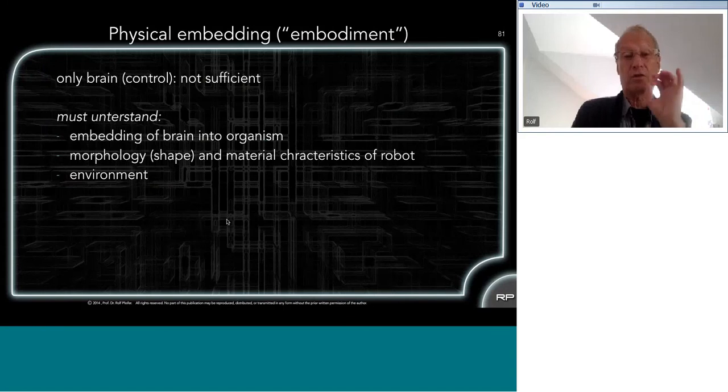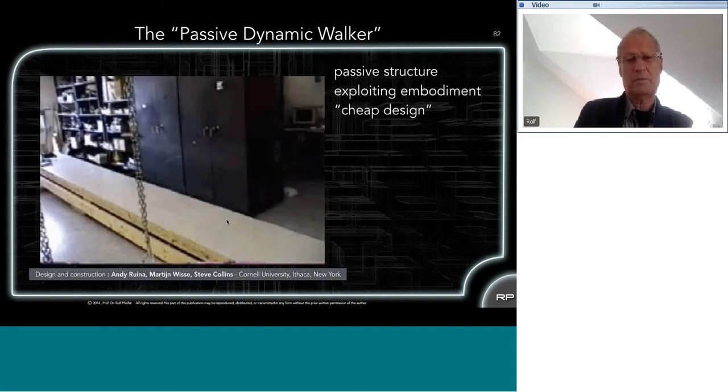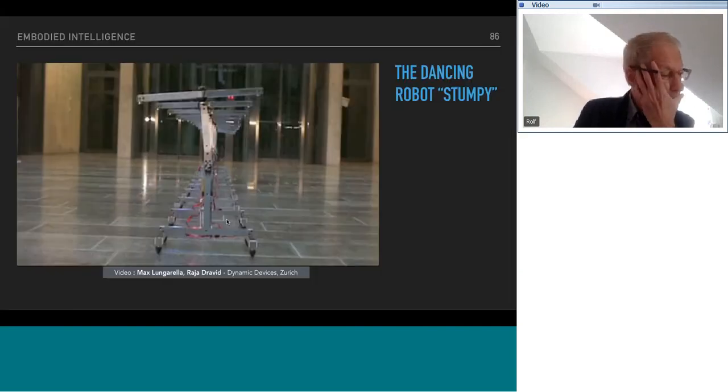So only looking at the brain or control is not sufficient. We must understand how the control is embedded into the brain or into the robot. And maybe I should skip that and give you an example of what we mean by embodiment.